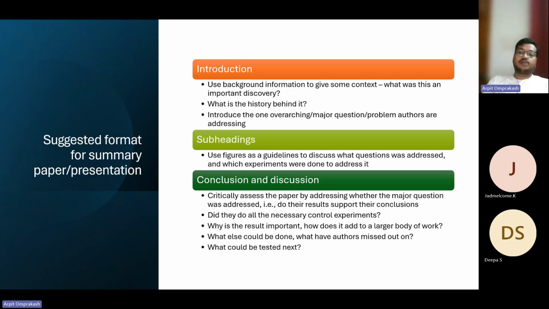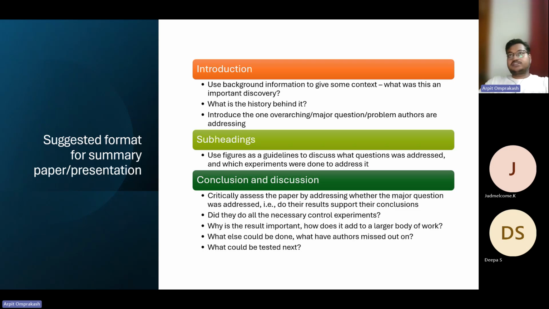Then you have subheadings, and you're basically using figures as a guideline to discuss what question was addressed, which experiments were done to address the questions, and so on. And then when you move on to the conclusion and discussion, try to critically assess the paper by seeing if the major questions that were posed by the authors in the introduction were addressed in the results and discussions. So, do their results support their conclusion? Do their results tie up with the introduction and so on?